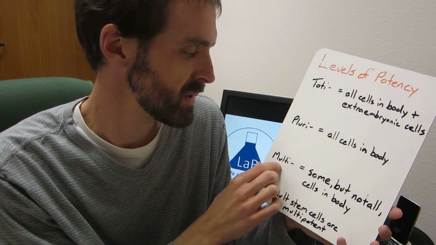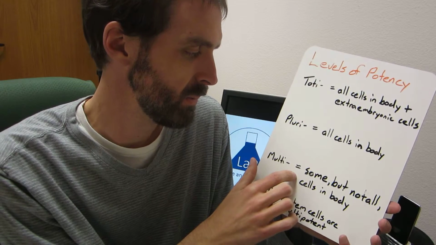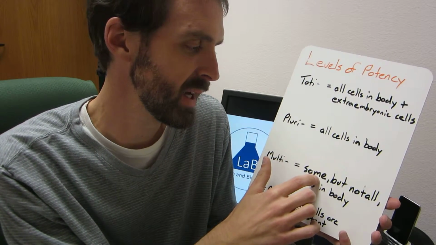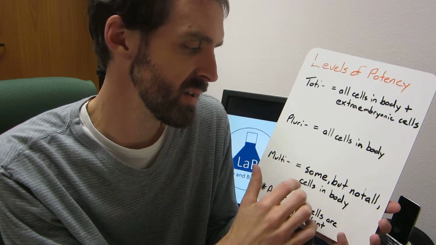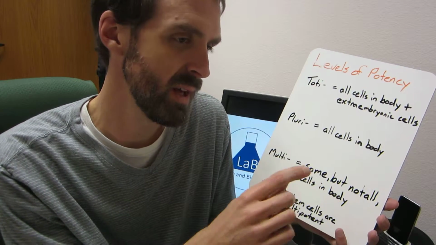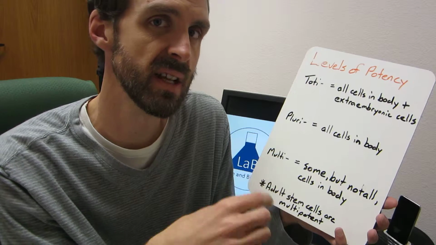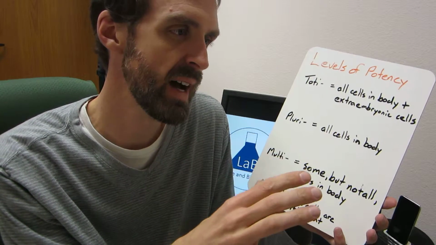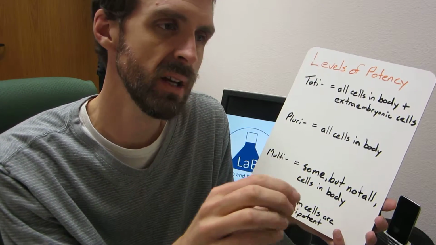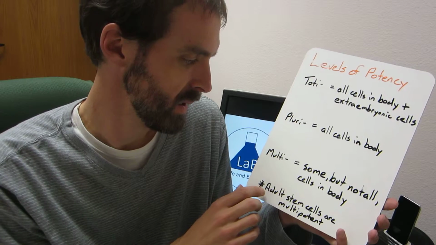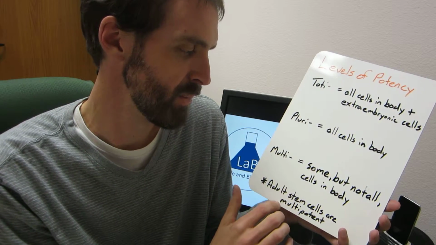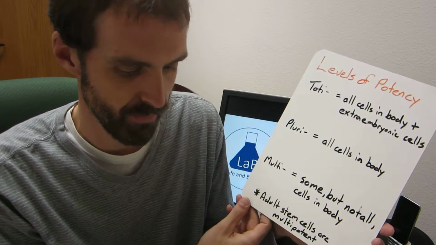Multipotent stem cells means that your cells can become some but not all cells in the body. So this is a population of cells that self-renews, but some of the times when it divides, some of the cells can go off to further differentiate into other types of cells. And adult stem cells are multipotent.